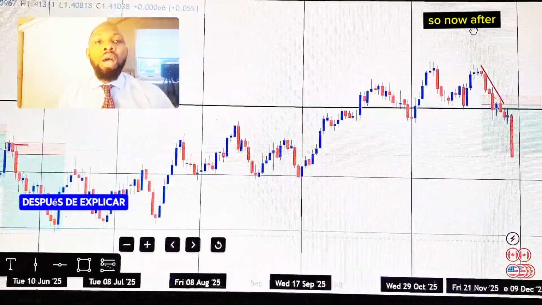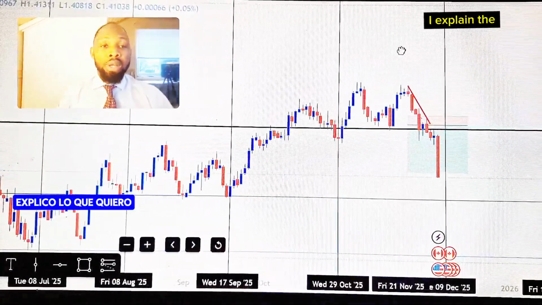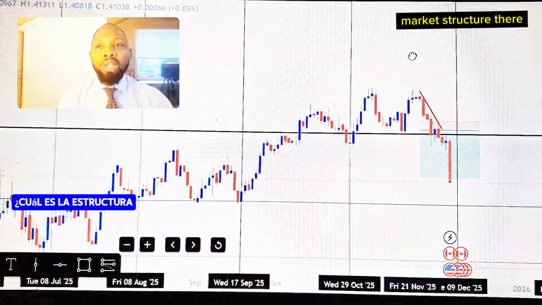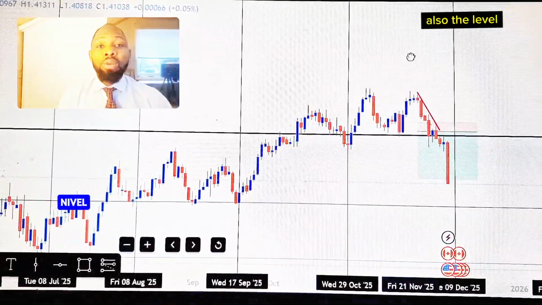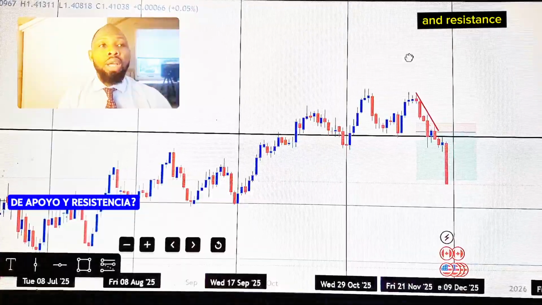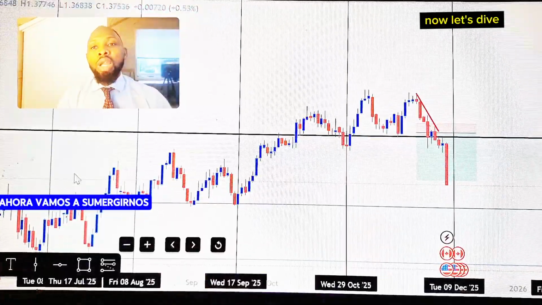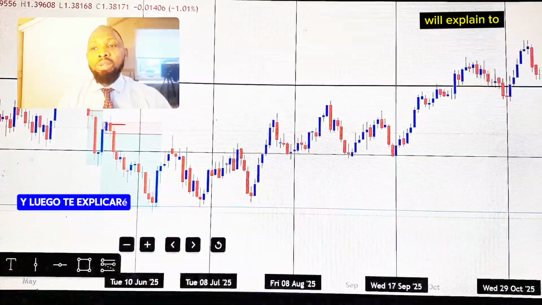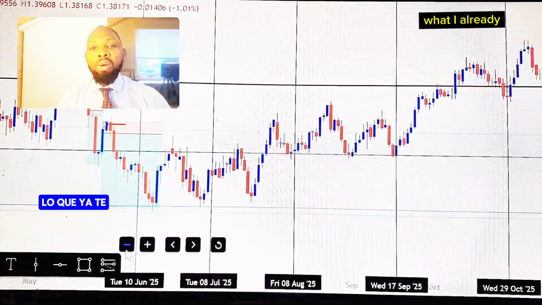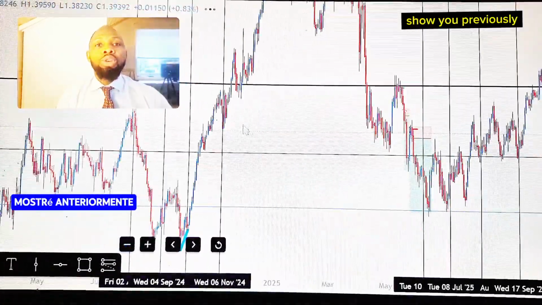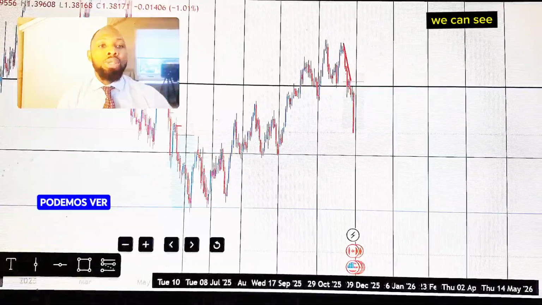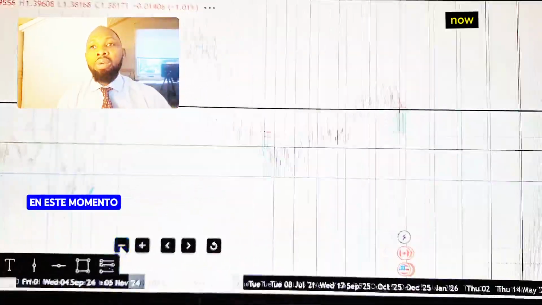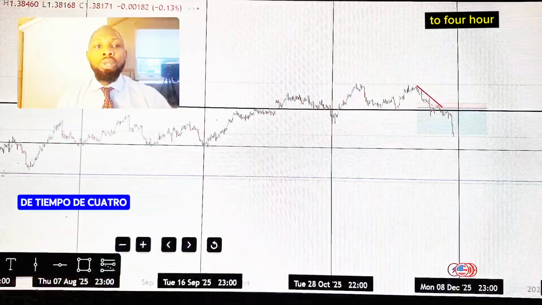So now, after I explained the MLS, which is the market structure, also the level, which is the zone of support and resistance, and also the signal, now let's dive into this chart, and I will explain to you what I already showed you previously. Now guys, we can see what the market is doing right now. So okay, let me go to the 4-hour time frame.